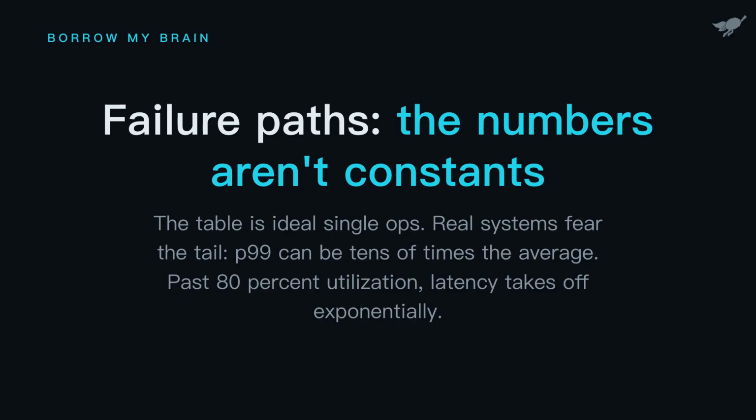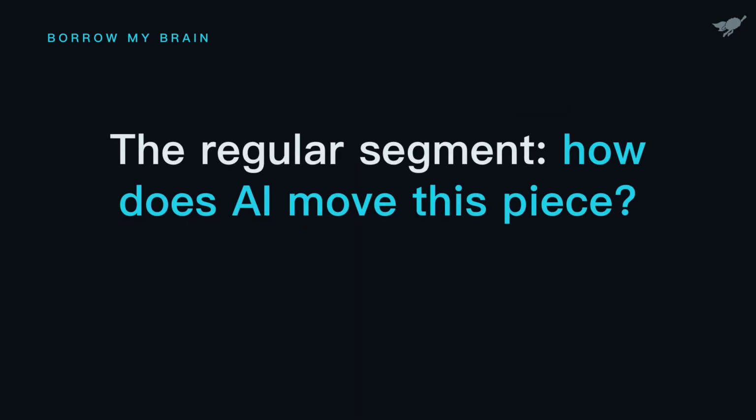These numbers are not constants. This table lists ideal single operations. In a real system, what you worry about is the tail. A disk that averages half a millisecond can be tens of milliseconds at P99. Queues build up, utilization crosses 80%, and latency takes off exponentially. Envelope estimation gives you the sunny day map. Capacity planning still has to leave headroom for storms. More on that later.